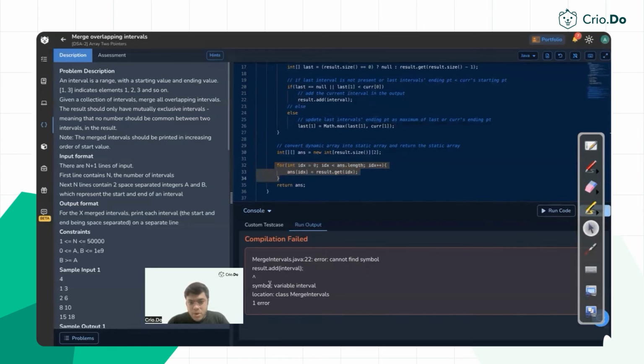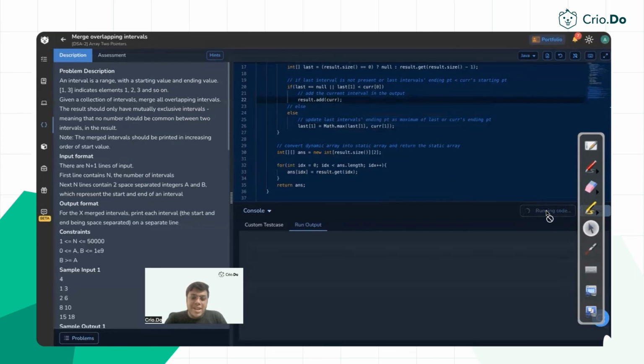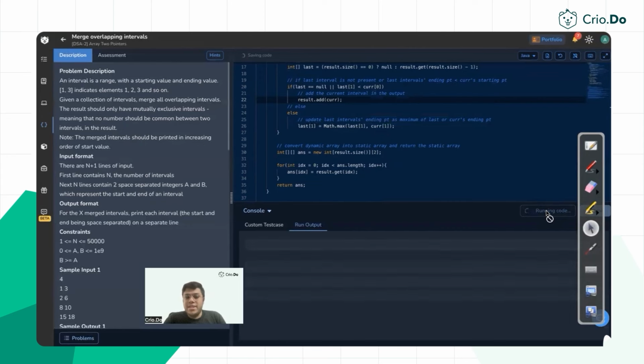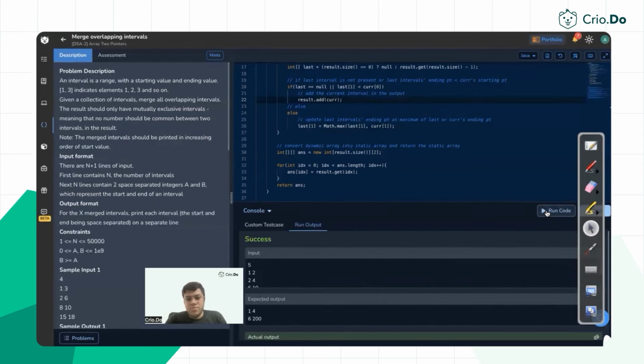Now there is some small error. result.add(interval) is not there. The current interval is named as curr. So let's run it again and see. It might take that much time again. I'm not sure, but hopefully it should be correct now. Yes, as you can see, the sample input is working.